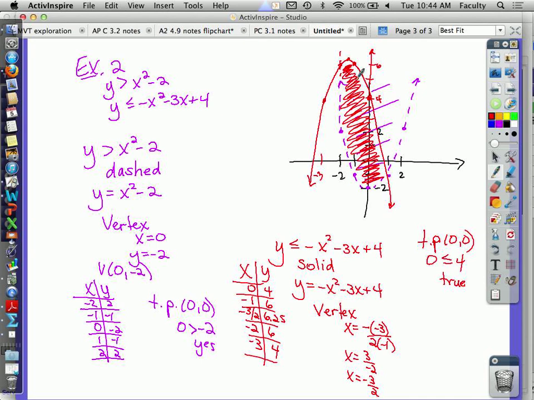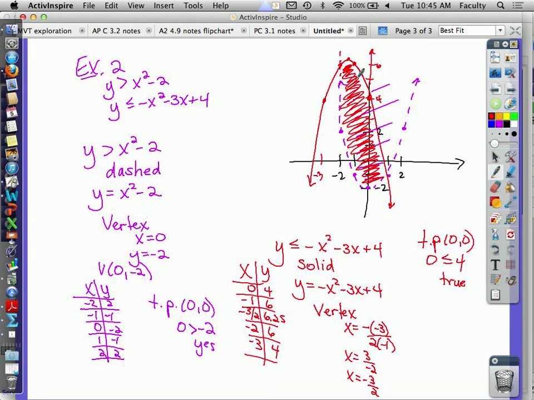All right, questions? Yeah. My calculator, Yeah. Oh, you just have to do second window and put it back on auto. There you go. That'll work.